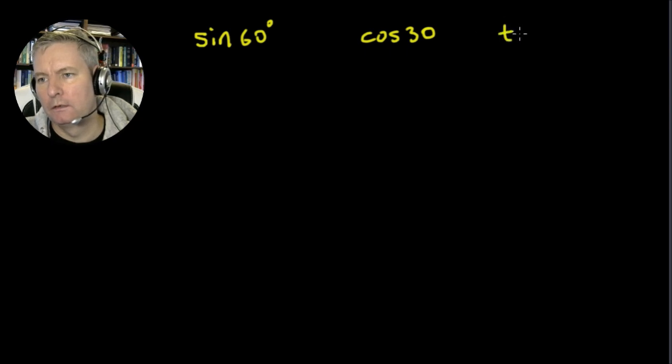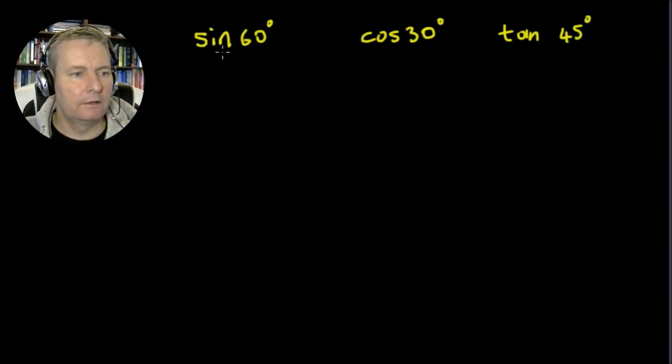So let's see if we can find the values of 3 of these common angles, and these are just random. Let's say we pick out the sine of 60 degrees, and we'll look at the cosine of 30, and we'll look at the tan of, say, 45 degrees. So again, these are just 3 random ones that I've picked out. I suggest you write a few down yourself and then just try and work through them.